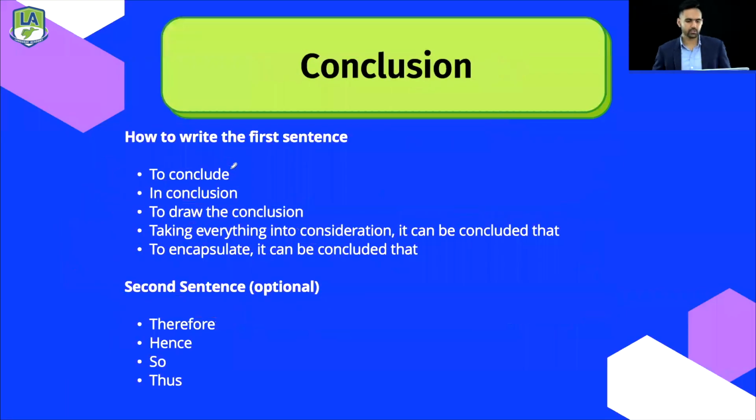Let's have a look at the conclusion as well. What we have got in conclusion, how to write the first sentence. You can say to conclude, to draw the conclusion, to encapsulate. You can say taking everything into consideration, it can be concluded that, or in conclusion. And then the second sentence, which is optional, which will be an explanation of this first sentence: therefore, hence, so, thus.